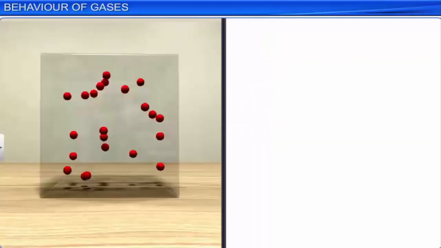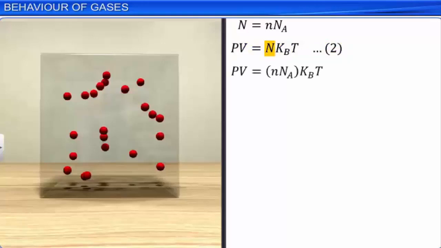Substituting the equation N is equal to n into Na in equation 2, PV is equal to NKbT, we get PV is equal to n Na into KbT. Upon rewriting the terms of the equation, we get PV is equal to n into NaKb into T, which can be written as PV is equal to nRT. Let this be equation 3.